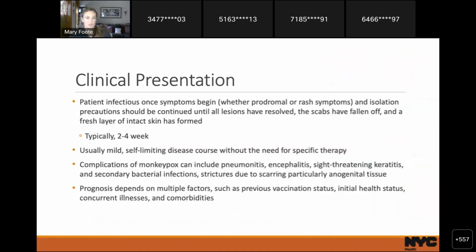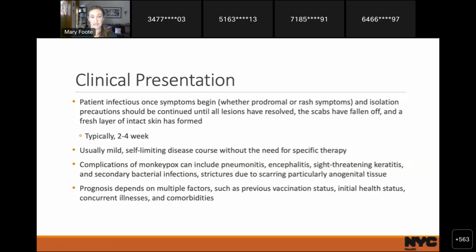And in terms of infectiousness, we would consider the patient infectious from the onset of symptoms, whether that is the prodromal flu-like symptoms or the onset of rash, whichever comes first. Isolation precautions should be continued until all the lesions have resolved, the scabs have fallen off, and there is a new fresh layer of skin forming. That whole evolution of the rash until isolation can be ended typically takes about 2 to 4 weeks, so the isolation can be pretty prolonged in some cases. So far, we've been seeing a generally pretty mild, self-limiting disease course without the need for any specific therapies, but we will talk about therapy a little bit later.